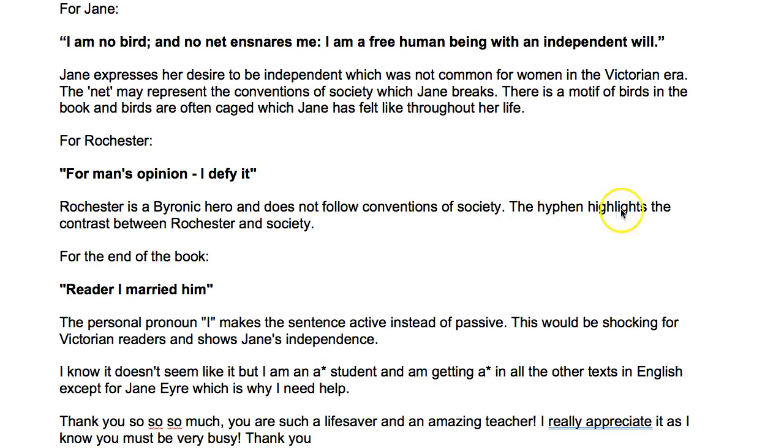And then you've written the hyphen highlights the contrast between Rochester and society. Yes, it does here, because you're saying society is man's opinion. But when he defies it, how real is that defiance? Or actually, does he end up simply going along with what social expectation is? You decide that for yourself, but you have to explore that again. You can't just make the statement and leave it there.